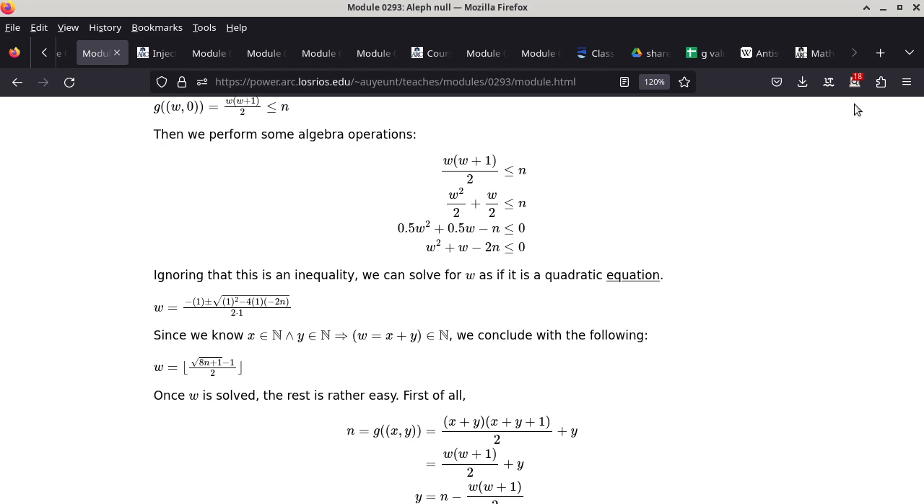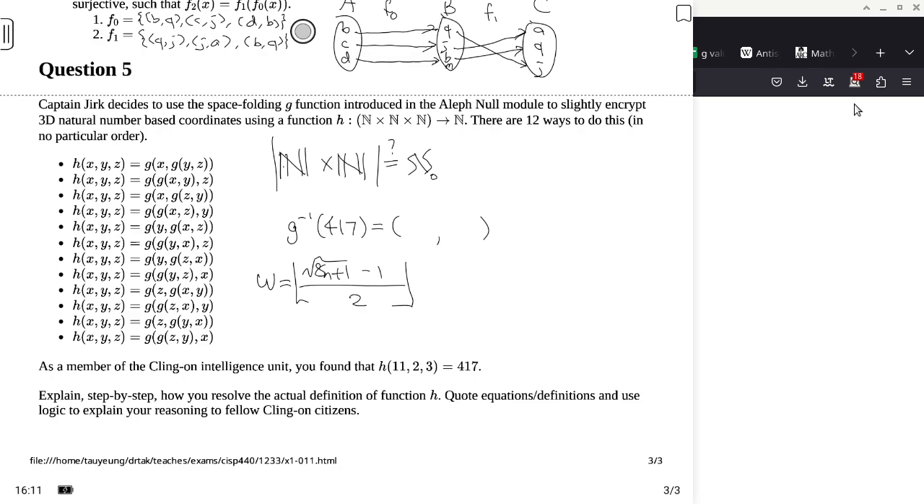Okay. So W is the floor of the square root of 8n plus 1, the whole thing minus 1, divided by 2. Okay, there we go. So I can show you the whole thing now. So n is 417 in this case. So now we are looking at 417 times 8.